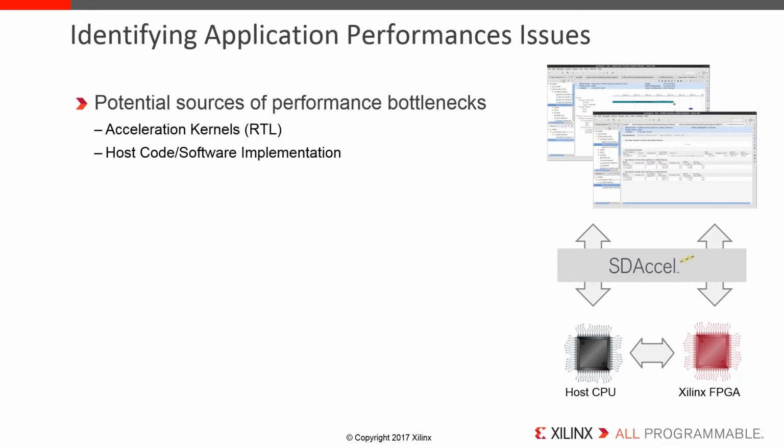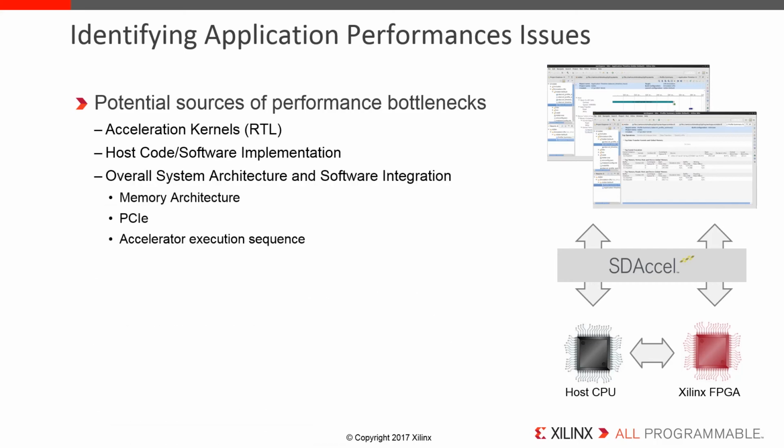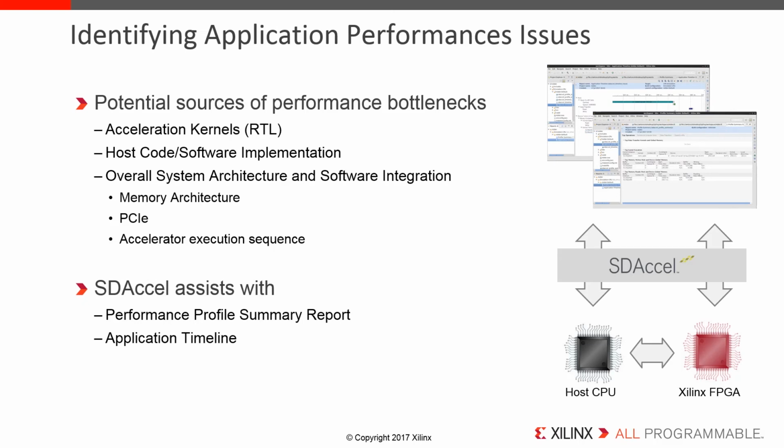It might be the host code that is the bottleneck by not saturating the PCIe, for example. Or it might be the overall integration of the whole host and kernel accelerator that is not performing well together. We can use the performance reports and application timeline from SDAccel, as we already described, to help us understand what's happening. However, by understanding the design, we can sometimes see potential issues. So let's start with a simple example.